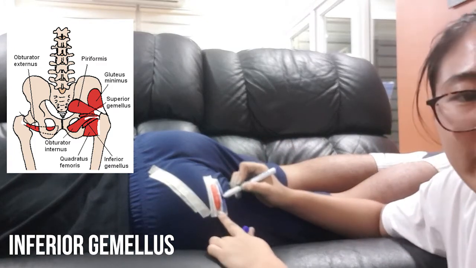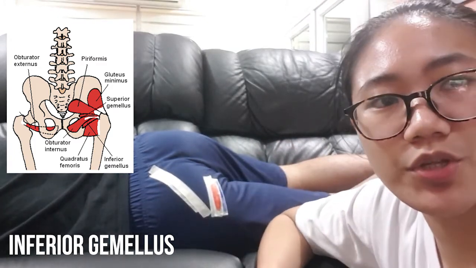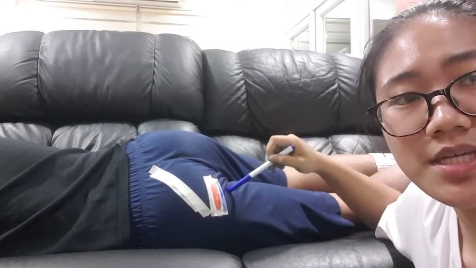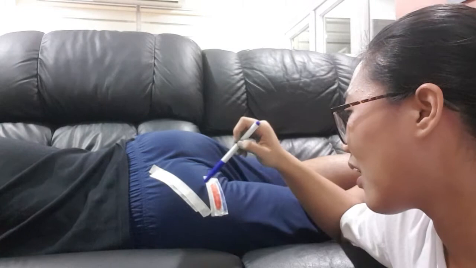This blue tape is the inferior gemellus. It originates at the posterior portions of the ischial tuberosity, and it inserts to the medial surface of the greater trochanter of the femur and connected with the obturator internus.